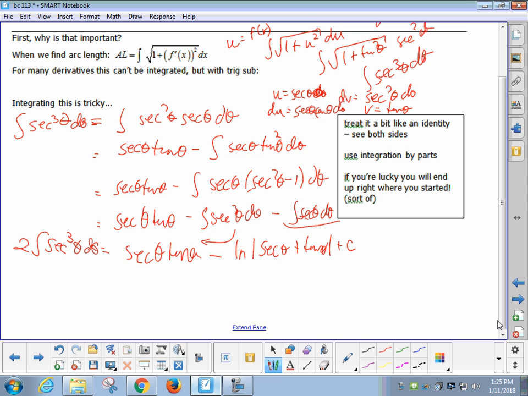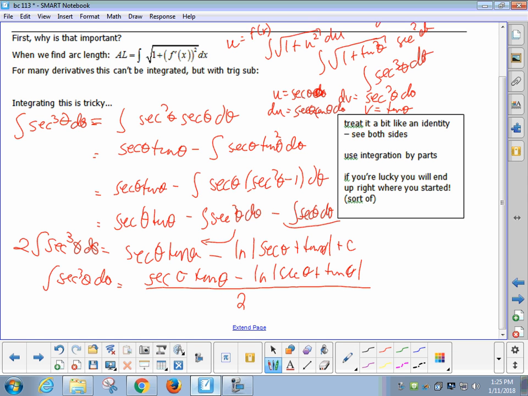We're not done. The goal isn't to find what two of them are. The goal is to find what one of them is. So it's secant theta tangent theta minus the log of secant theta plus tangent theta, all over two. The plus c is arbitrary, so I don't usually include it in the numerator. I just throw on c.